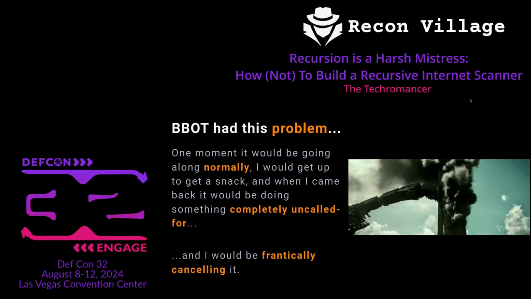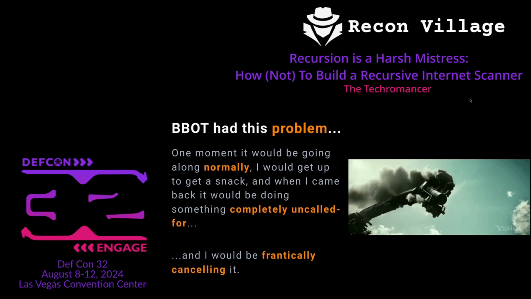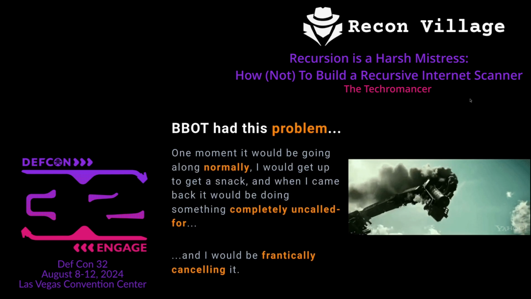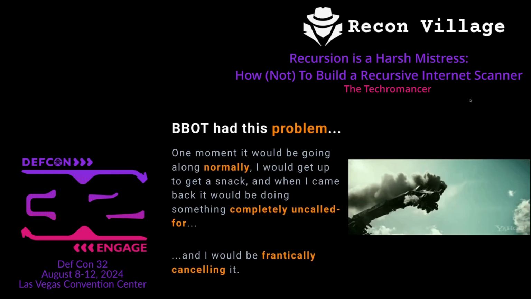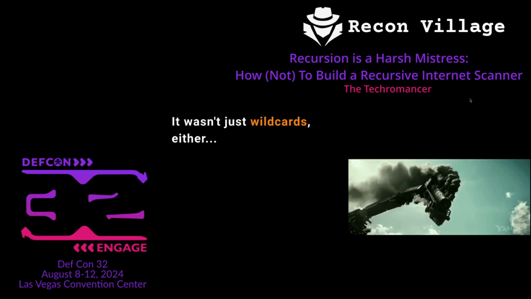BBOT had this problem where one moment it would be going along normally, just a normal scan, everything would look fine. I'd get up to go get a snack, and when I came back, it would be scanning something completely out of scope or just doing something crazy, and I'd be frantically canceling it. And this wasn't just with wildcards.